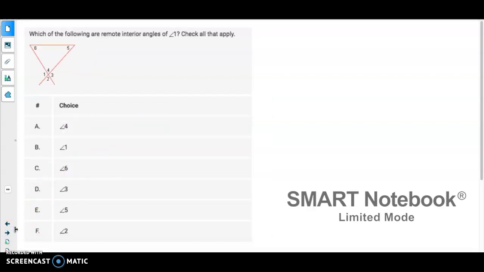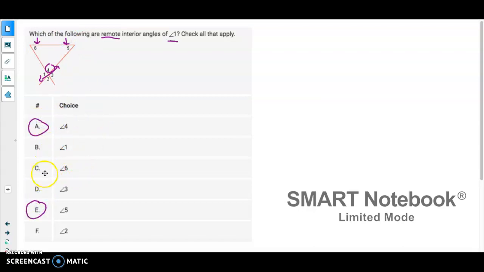Which of the following are remote interior angles? So this is the important part. It talks about remote interior angles of angle 1. So our interior angles here are 6, 5, and 4. 1 creates a line with 4. So the remote interior angles would be 6 and 5 because they aren't creating that supplementary angle.